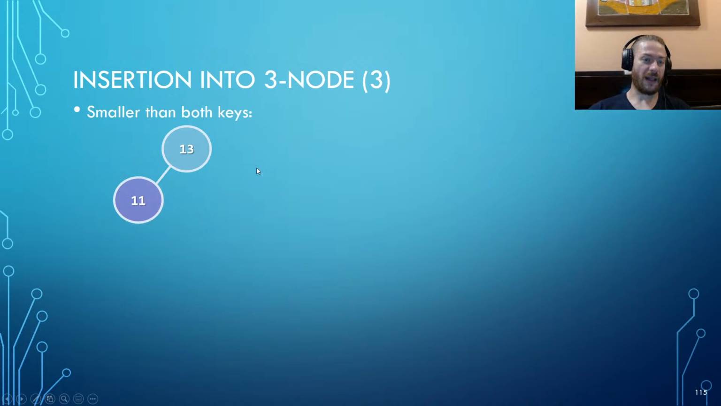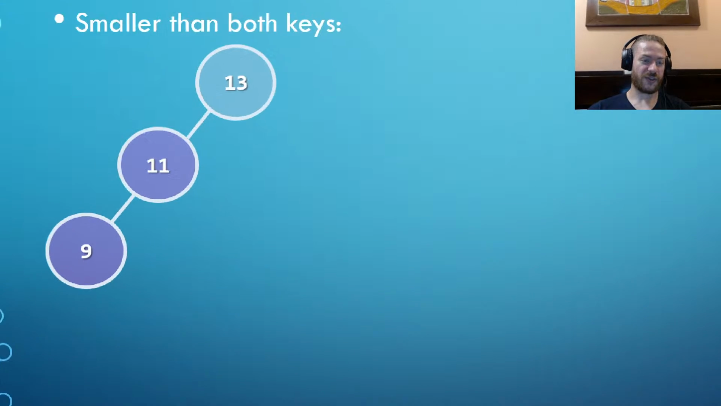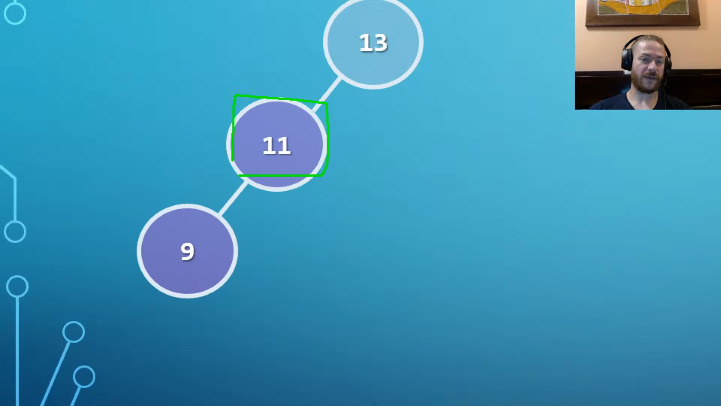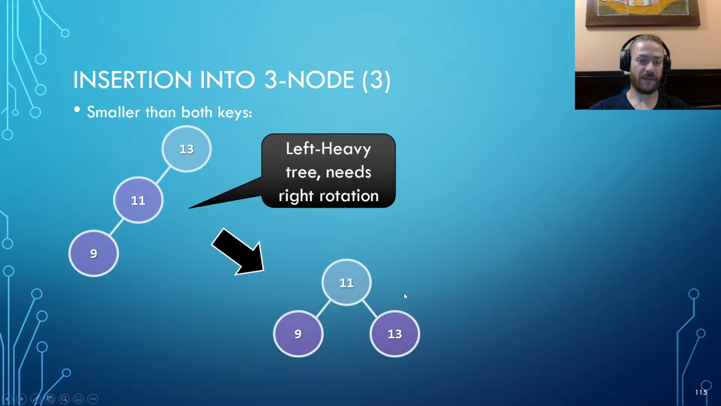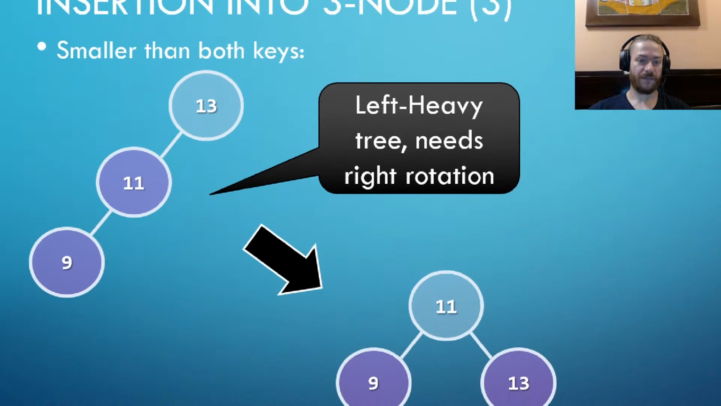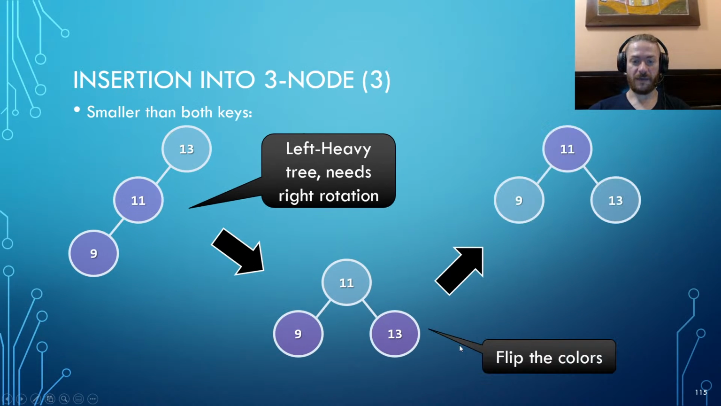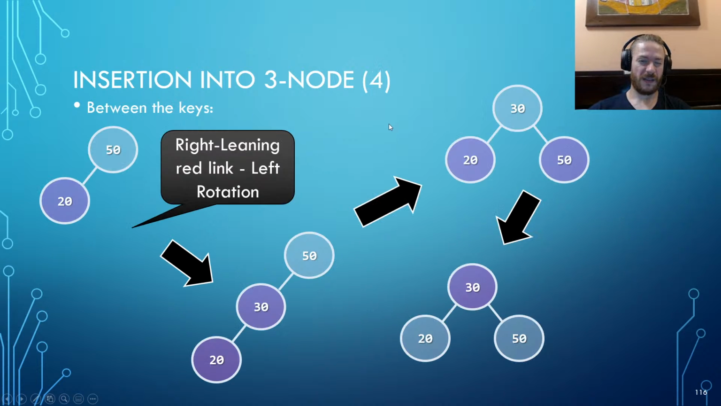If we have a smaller one like this, because we cannot have two red values connected to one another, we need to rotate it. So we rotate it like this, and then flip the colors. It's very difficult to understand this. I know that. It has a lot of colors, rotations, and so on.